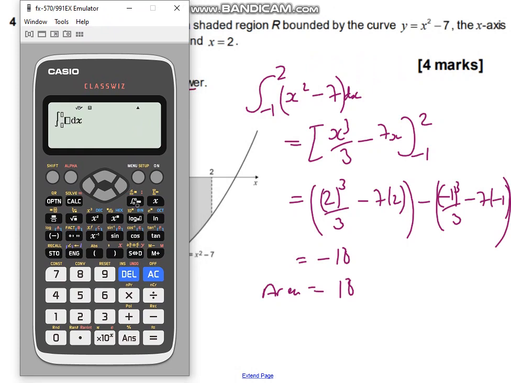So integral, and we're doing x squared minus 7 now, so alpha squared minus 7. Then just tap the right arrow to get to your lower limit, which is going to be -1, and tap it again to get your upper limit, which is going to be 2, and there we go, -18. So the area is just 18.